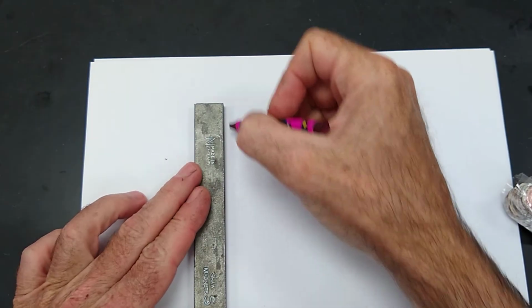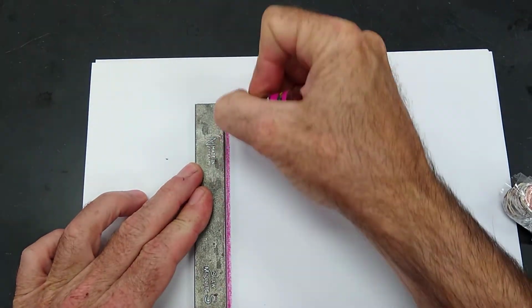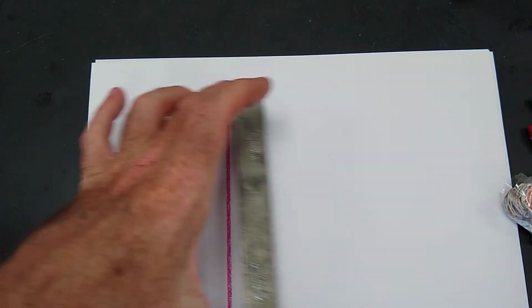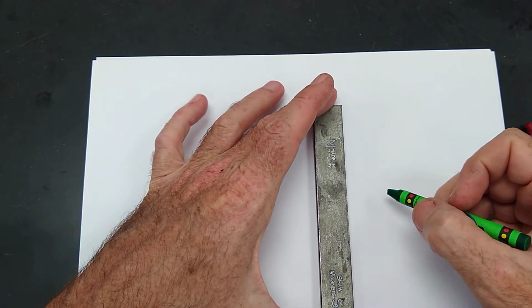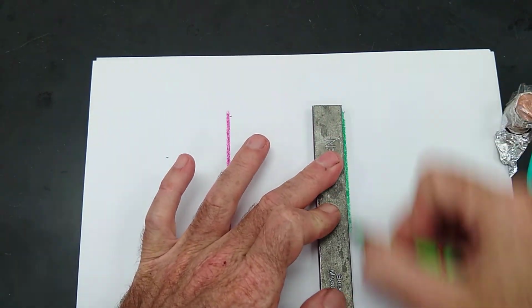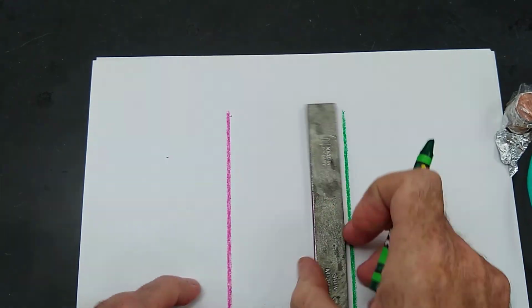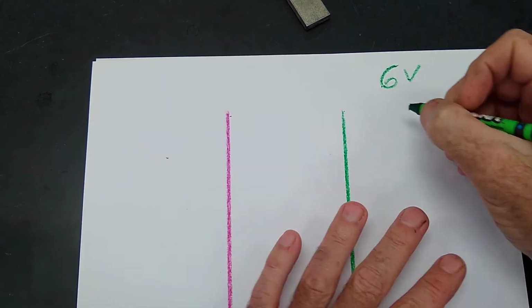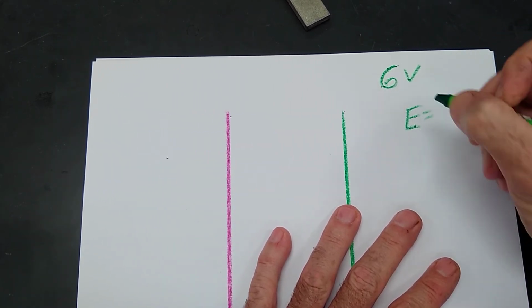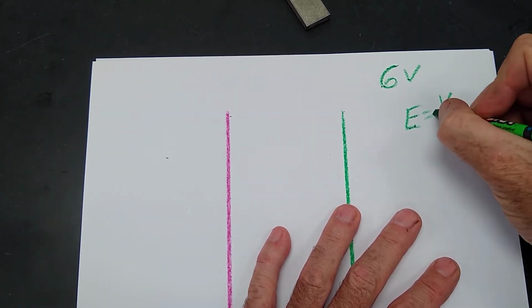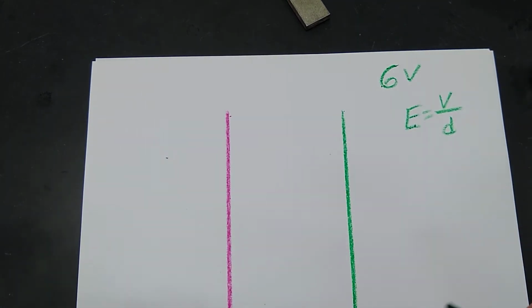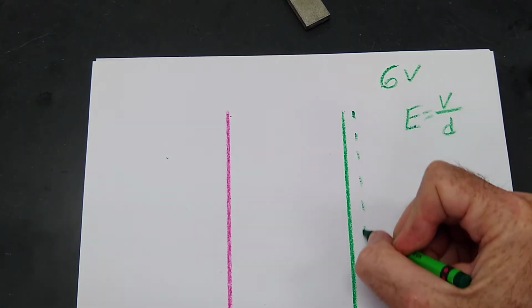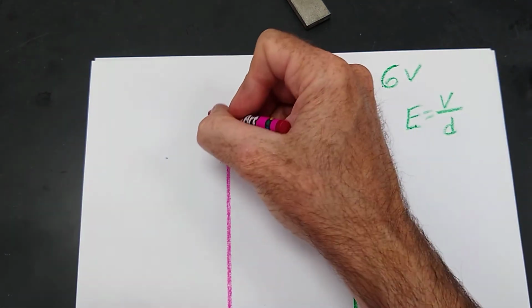I'm going to draw a parallel plate just for the heck of it. This time I'm going to draw up and down, all right? So we've got two parallel plates here. And we're going to say that this is part of a 6-volt battery system, okay? And we know that the electric field intensity can be measured in volts per meter. And I'm going to make this the negative side. We're going to make this the positive side.